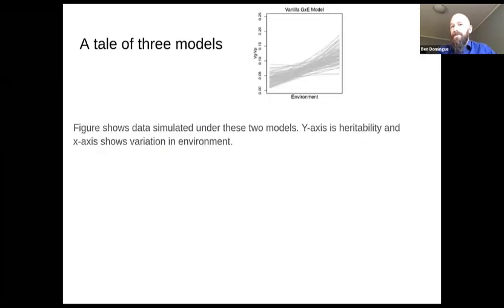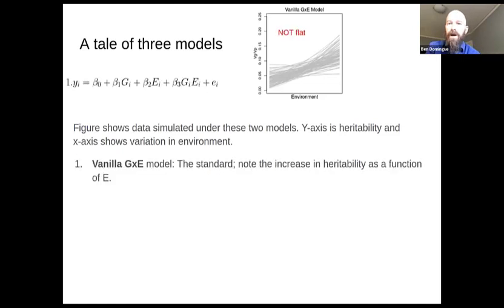Okay, so I'm going to talk through 3 models via a common set of figures. So let me tell you what the figure is. In this figure, the x-axis is going to capture variation in environment. The y-axis is going to capture heritability, right? And so what we are basically asking is, how does heritability change as a function of environment? The classic notion of GxE is that that's what's going on. You have changing heritability as a function of environment.